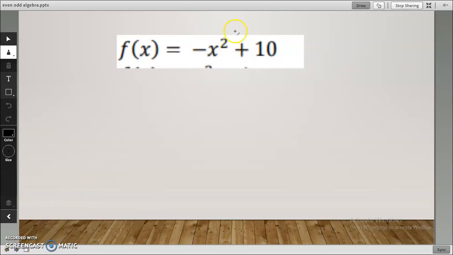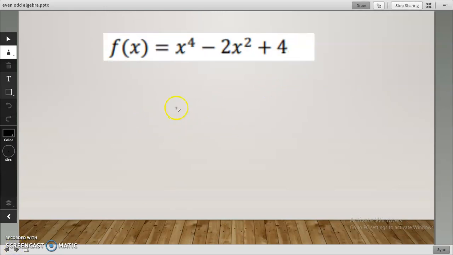All right, here's another one. Here, exponent is 2, so this is even. Here, exponent is 0, so this is even, even, even, so this is an even function. Next one, even exponent, 4 is even, 2 is an even exponent, and 0 is an even exponent, so this is even.